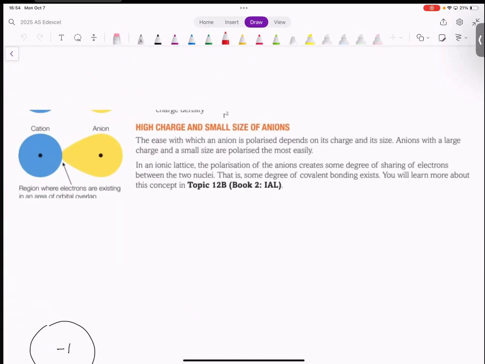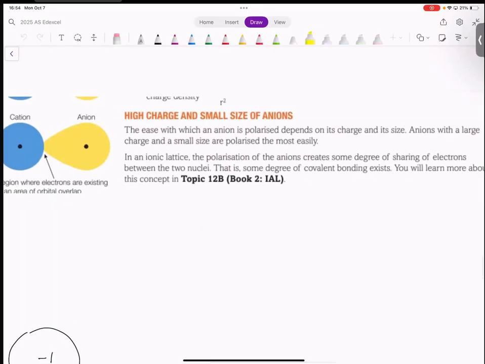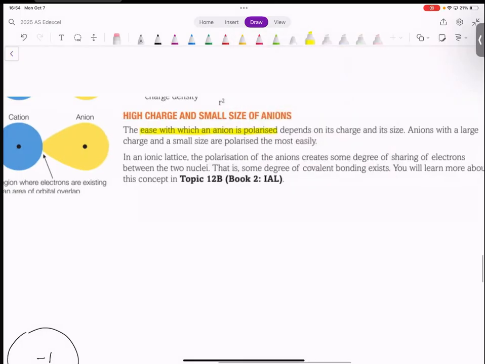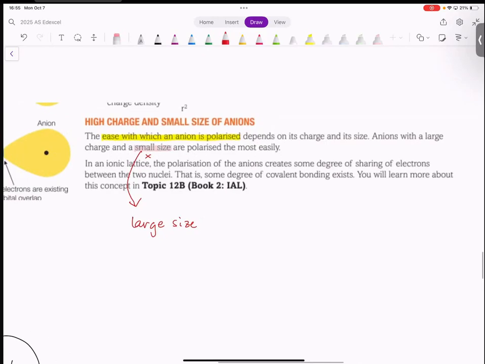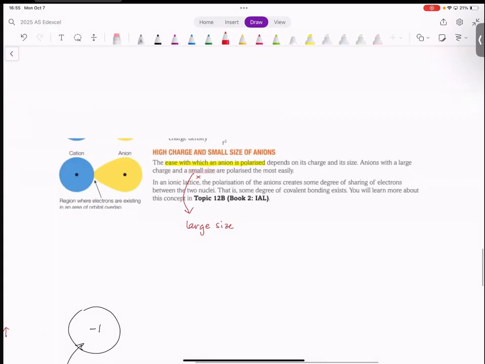So which line did Rafi mention, as I read this. Okay, so the ease with which an anion is polarized depends on its charge and size. Anions with a large charge and a small size, wrong. It's a large size. That's a typo. It'll be large size. Okay, you'll find a couple of typos. And in an ionic lattice, the polarization of anions creates some degree of sharing of electrons. Yeah, okay, fine. So large size.